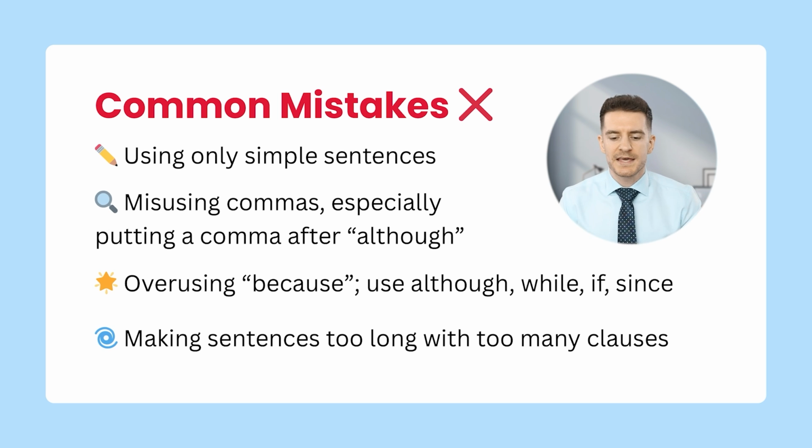And finally, making sentences too long with too many clauses. This can actually reduce your score because it's going to make your writing hard to understand. And if you make sentences that are too long, they may have mistakes in them. So I would recommend that you keep your writing simple, but try to use some higher level grammar and also some higher level vocabulary. Remember, to get a band 7 for grammar in IELTS, you need to use a variety of complex sentences or structures.